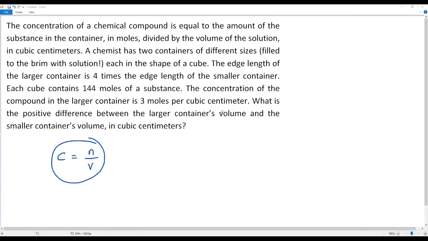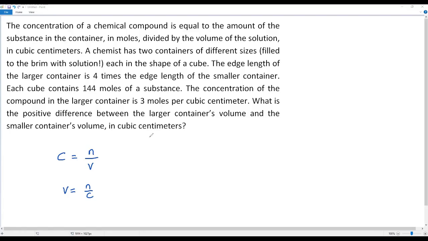According to the question, we have to find the positive difference between the larger container's volume and the smaller container's volume in cubic centimeters. Since the question is about the volume of the containers, we have to solve for V in this equation. When I solve for V, I am getting V equals N over C. Now we have to get the volumes of the two containers so that we can get the positive difference. For that, we can consider the information over here.